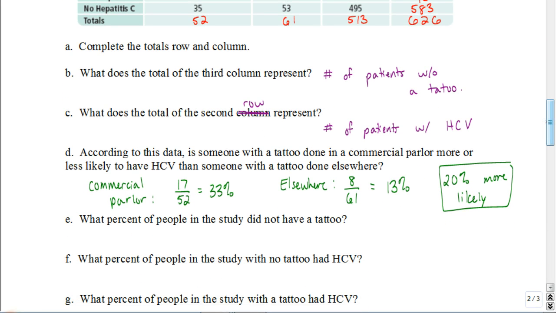Now it says, what percent of people in the study did not have a tattoo? Well, there were 513 people that did not have a tattoo out of a total of 626, which means that you'd have about 82% of people in the survey that did not have a tattoo. What percent of people in the study with no tattoo had HCV? Well, that was 4% because there were 18 people that had hepatitis C or HCV without a tattoo. And there's 513 people, again, that were surveyed that didn't have a tattoo. So 18 out of the 513, or 4%, had HCV.